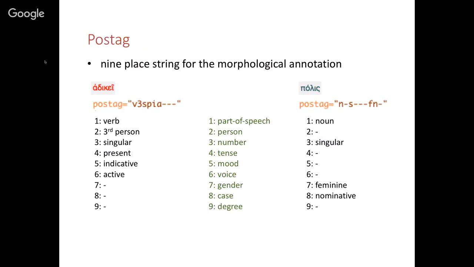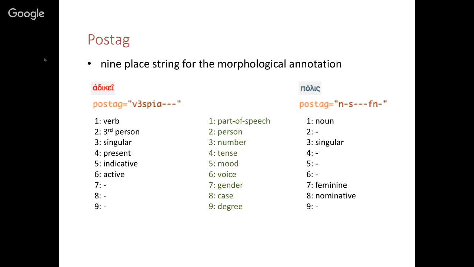And then I promised to explain more about the post tag. So it's a machine readable 9-place string for the morphological annotation. So every place has a certain function there. The first position shows the part of speech, the second position the person, the third position the number, and so on. So with the word adike, this V3, SP, etc. tells you that it's a verb in third person, in singular, present, indicative, and active.